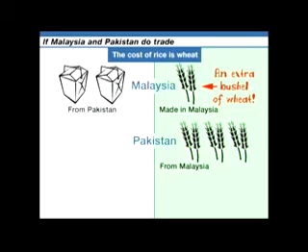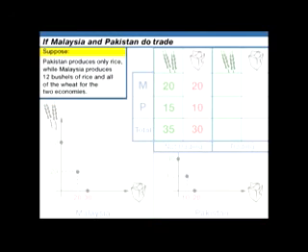This extra bushel of wheat was created by specialization and trade. This bushel of wheat did not exist before. We're back where we started with 1 extra bushel of wheat. That's what happens when 2 countries specialize in trade.